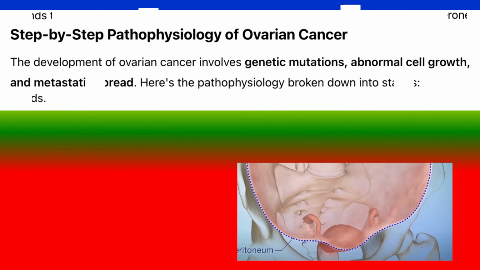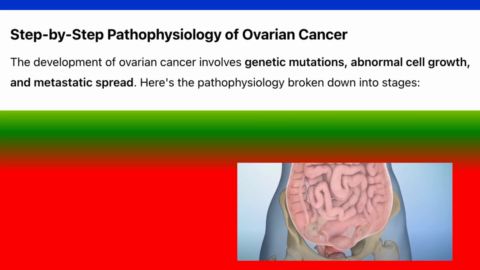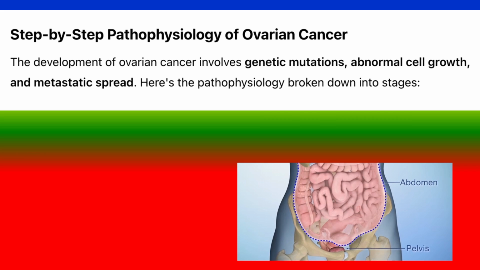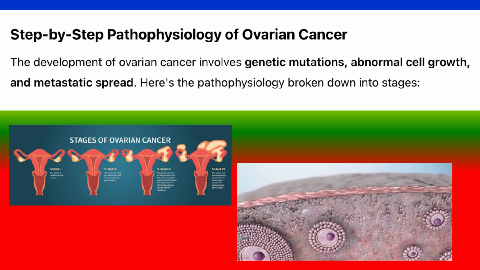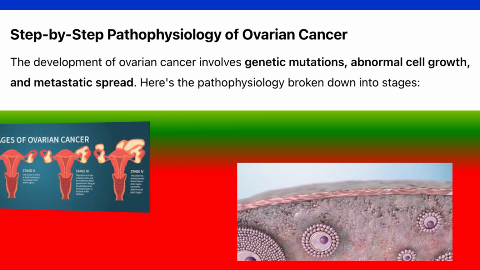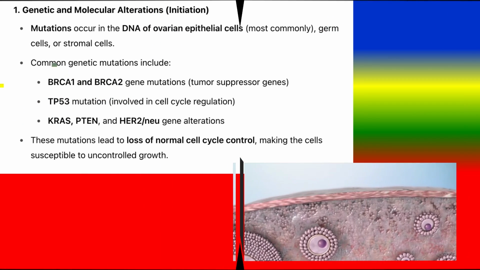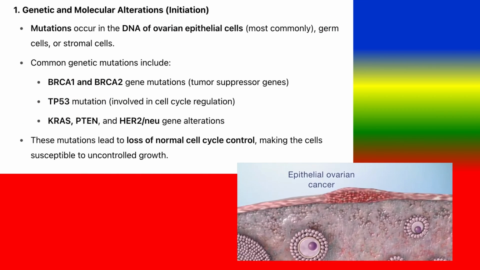Step-by-step pathophysiology of ovarian cancer. The development of ovarian cancer involves genetic mutations, abnormal cell growth, and metastatic spread. Here's the pathophysiology broken down into stages. 1. Genetic and molecular alterations, initiation.